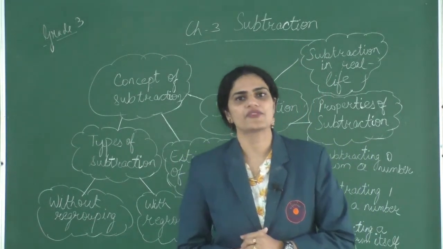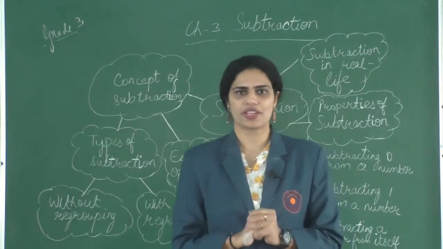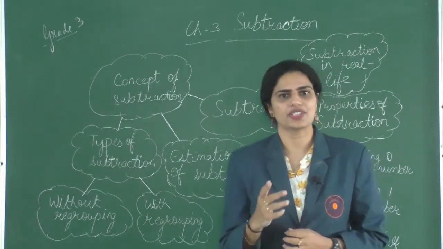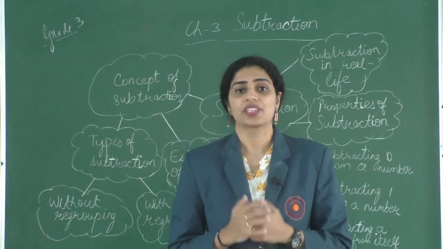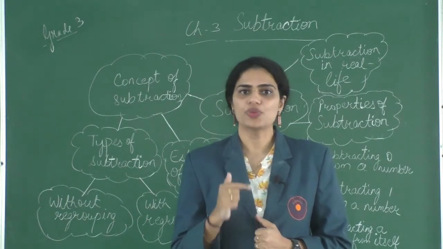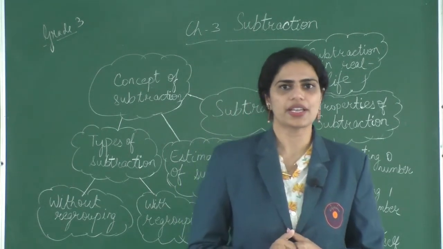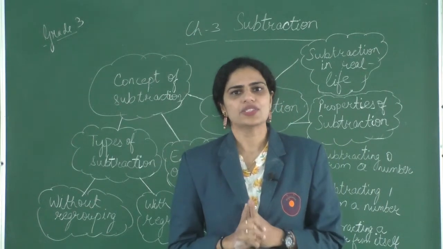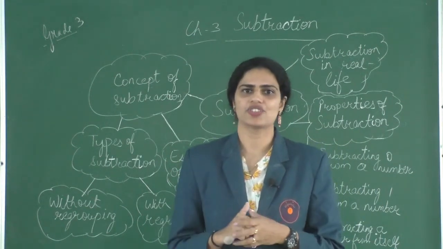So students, we have completed chapter number 3, subtraction. Now what is subtraction? Taking away from a number is called subtraction. The bigger number is called the minuend and the number to be subtracted is called the subtrahend. And the answer is called the difference. Let's go through the mind map of this chapter.